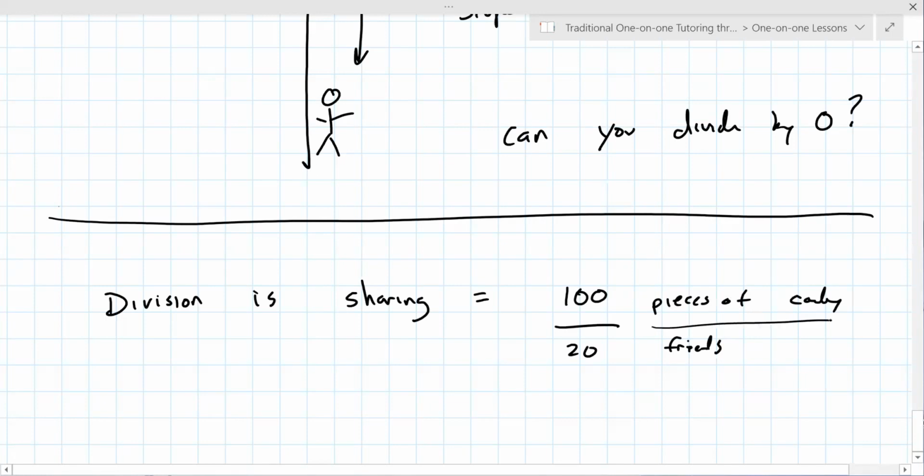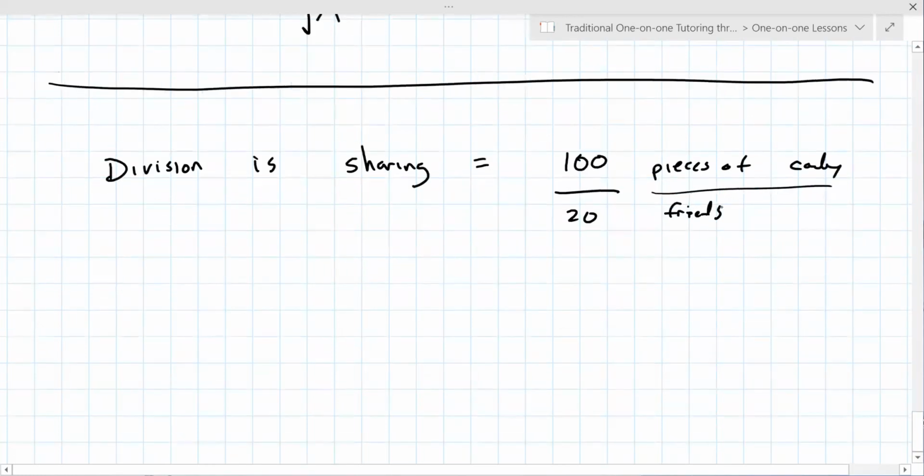5, because 100 divided by 20 is 5. Okay. And they're your friends, right? Let's say you have 0 pieces of candy and you have 20 friends. How many pieces of candy does each friend get? 0, because there's nothing to share.